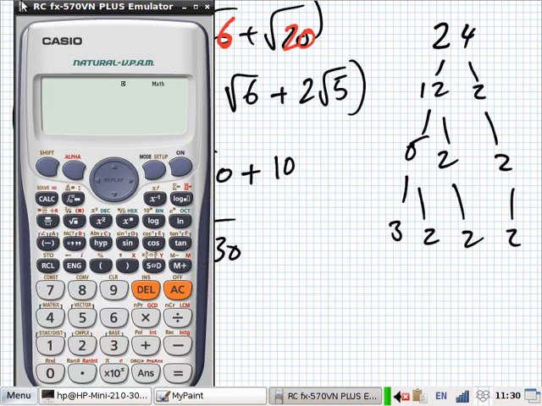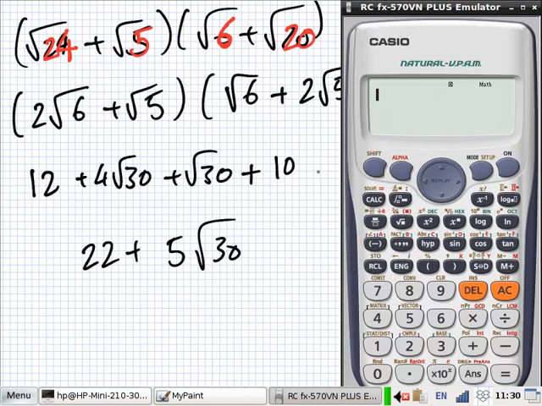Here we go, let's have a look. Root 24 plus root 5, root 6 plus root 20. There you go. So in the exam you will know if you got this right. Okay.